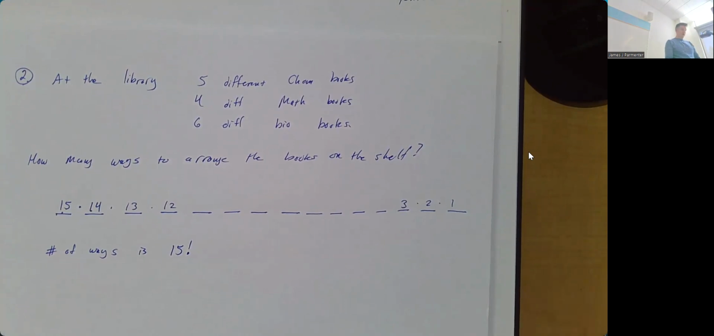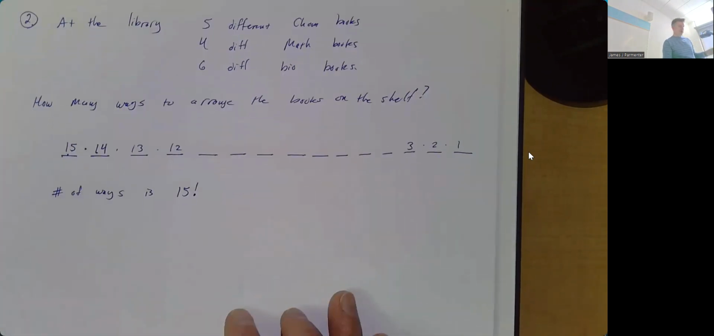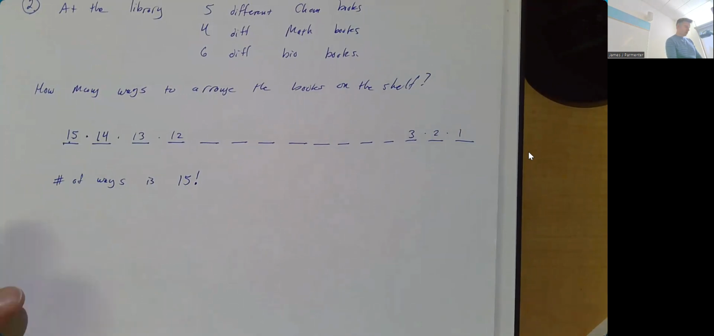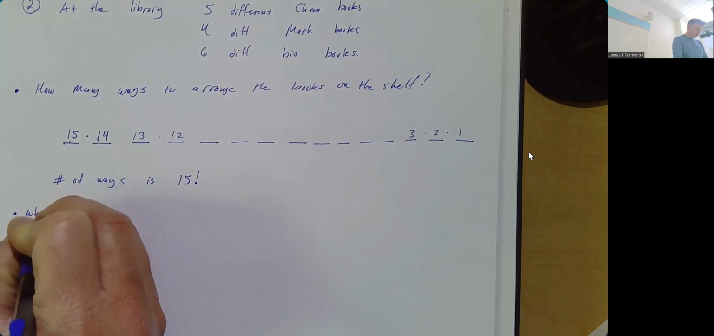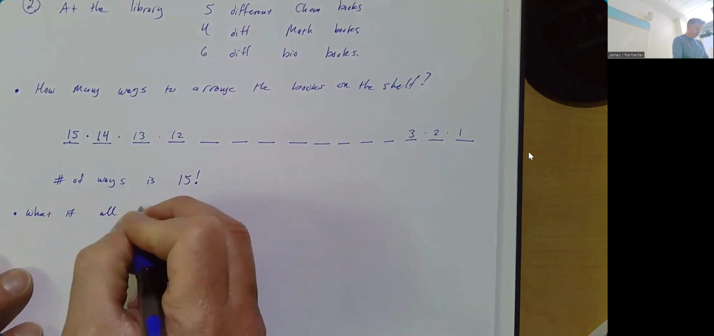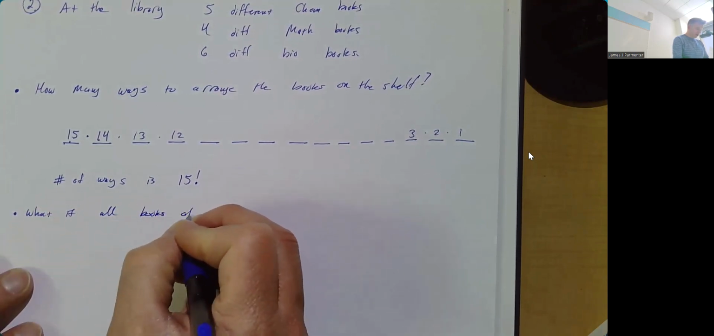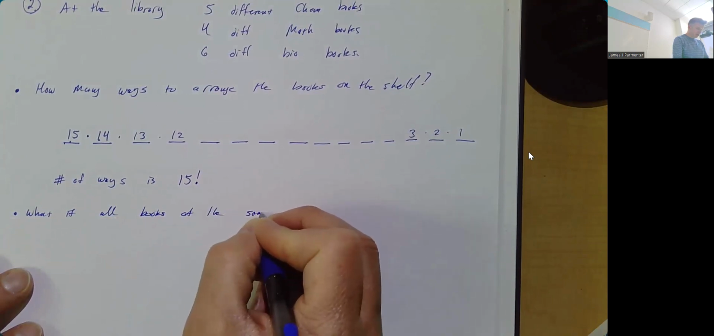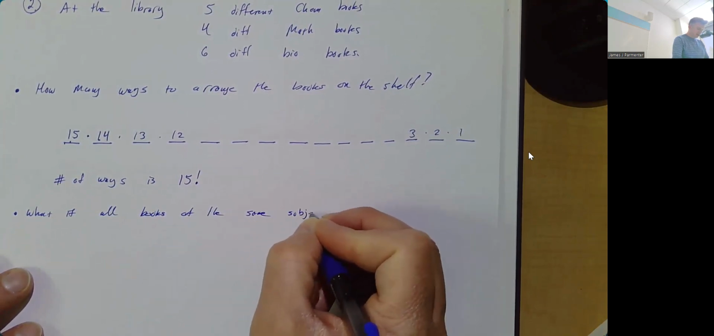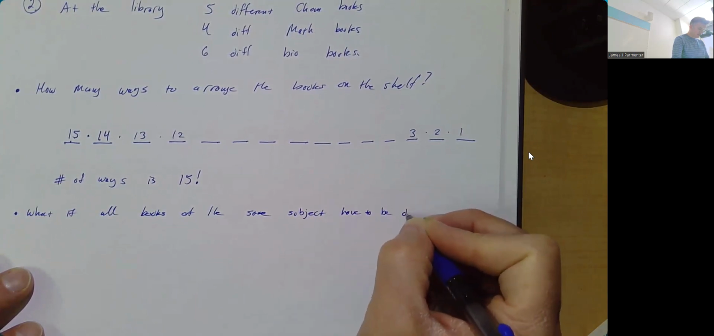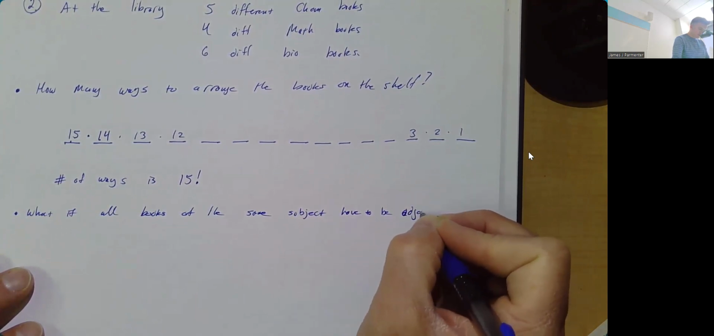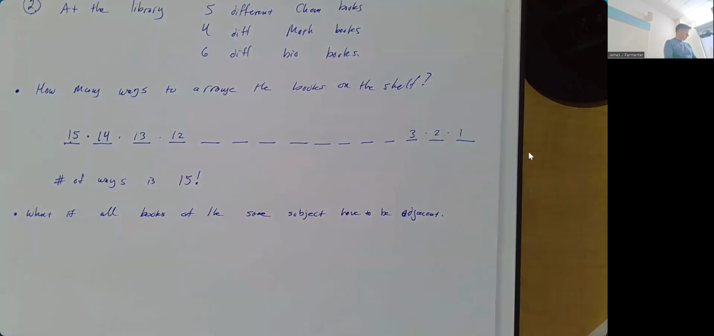And that actually leads us, well, actually, we'll say one thing before we talk about that. What if we change the problem a little bit? What if all books of the same subject have to be adjacent? Well, okay. So that means we could do all 5 chemistry books first.